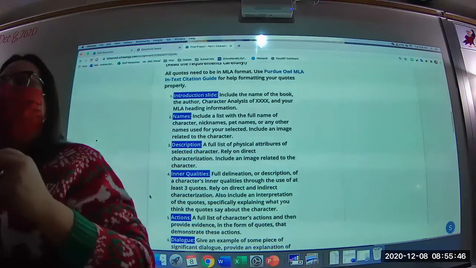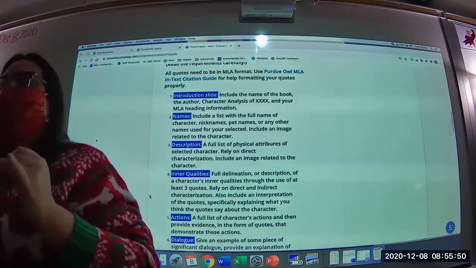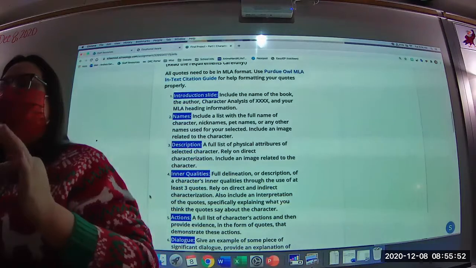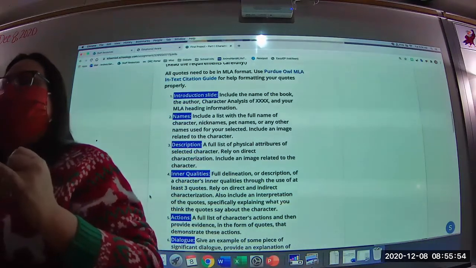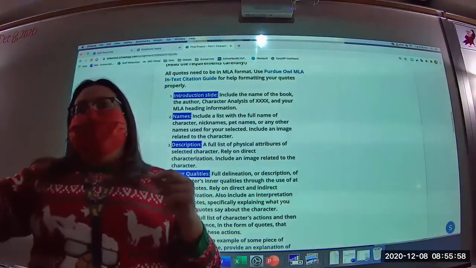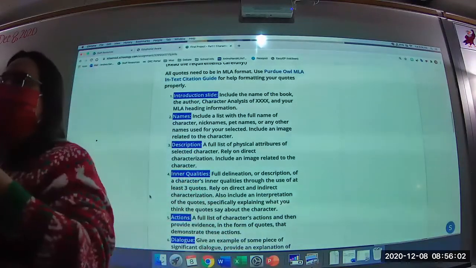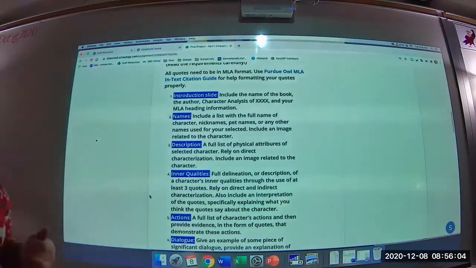Do you remember direct and indirect, implicit, explicit? Yeah, I remember. So direct or explicit is when they tell you exactly what the person looks like, exactly who they are. It's directly there, there's no guessing, okay?